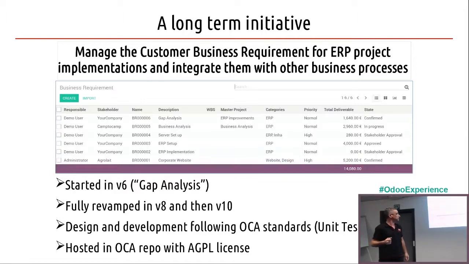We started this in V6, actually, with the first version, and then we made it evolve fully operational in V8, and then we just migrated it to V10, and we will migrate it very soon to V11. It's been developed using the Odoo Community Association development standards, including unit tests, demo data, and it's fully operational right now. It's hosted in the OCA as well, and it's fully open source.